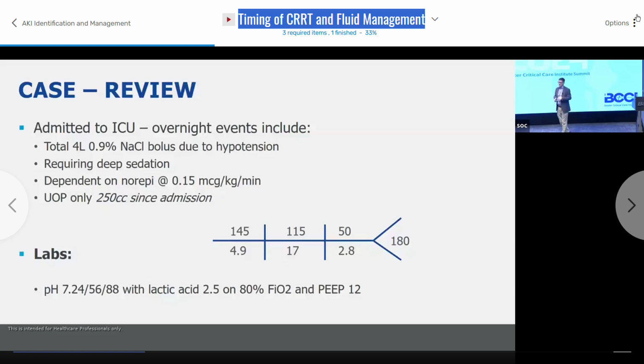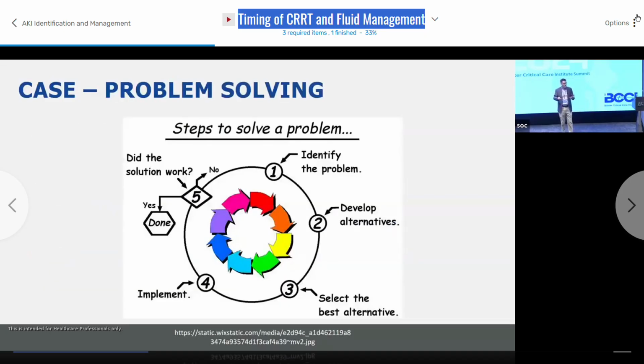Okay? All right. So if we go back to this case for a second, I asked you the question of whether or not we should start dialysis. They got a lot of fluid, their vent settings are high, they're probably developing ARDS, and the kidney function isn't great. Okay? So we have a problem that we have to solve.